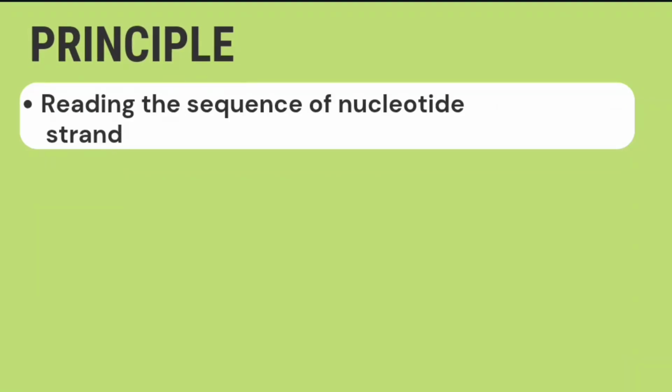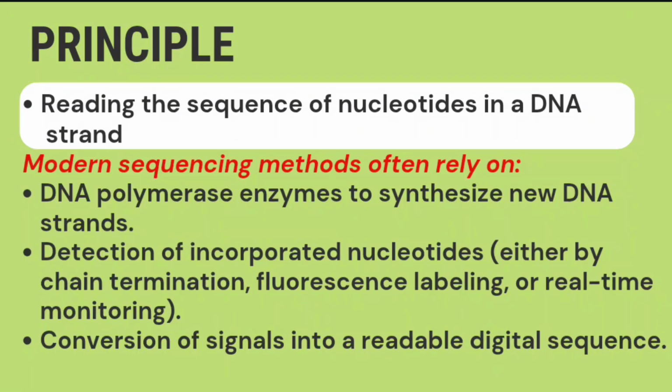That is, DNA sequencing works by reading the sequence of nucleotides in a DNA strand. And the modern sequencing methods rely on some basic things, that is DNA polymerase enzyme to synthesize new DNA strands, detection of incorporated nucleotides either by chain termination, fluorescence labeling, or real-time monitoring, then the conversion of signals into a readable digital sequence.